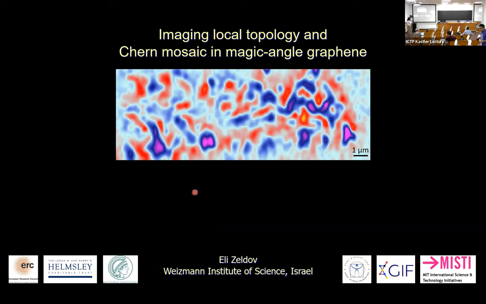I'm very happy to introduce Ellie Zeldov, the first talk of today. It will be an online talk. The topic of the talk is imaging the local band topology and Chern mosaic in magic angle graphene. Ellie, it's your time. Thank you.